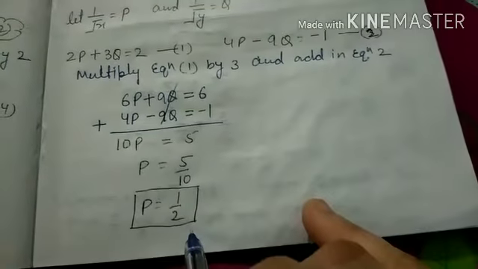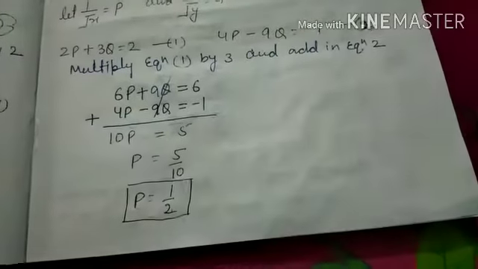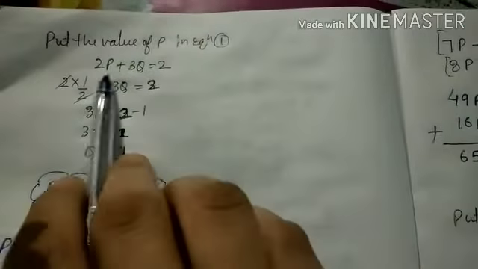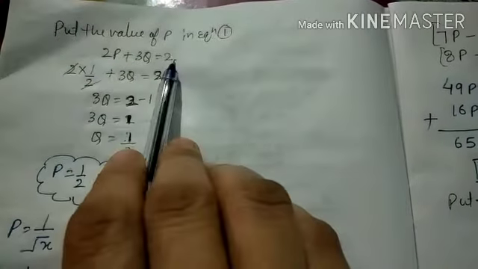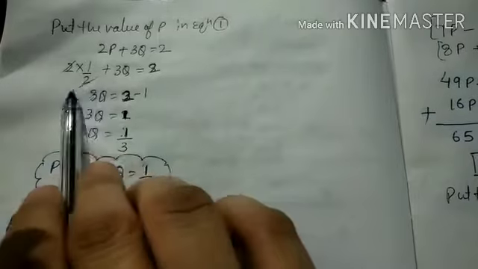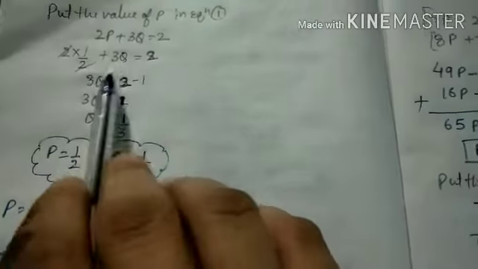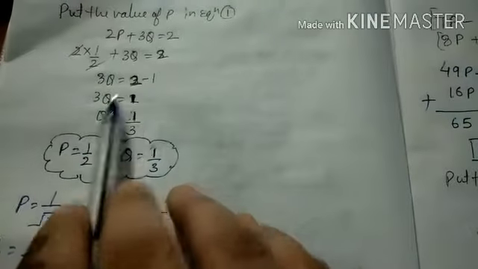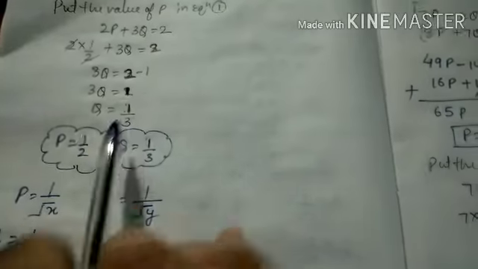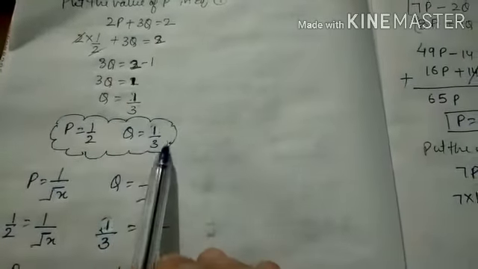Now what will we do? We will put the value of p in equation number 1. 2p plus 3q is equal to 2. 2 into 1 upon 2. 2 is cancelled by this 2, plus 3q is equal to 2. 3q is equal to 2 minus 1. 3q is equal to 1 and q is equal to 1 upon 3. So the value of p we have 1 upon 2 and the value of q we have 1 upon 3.